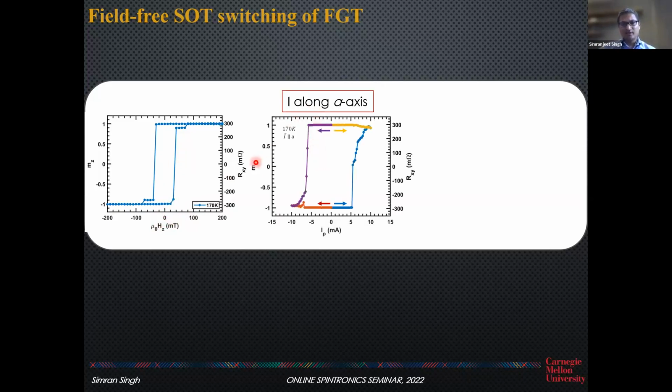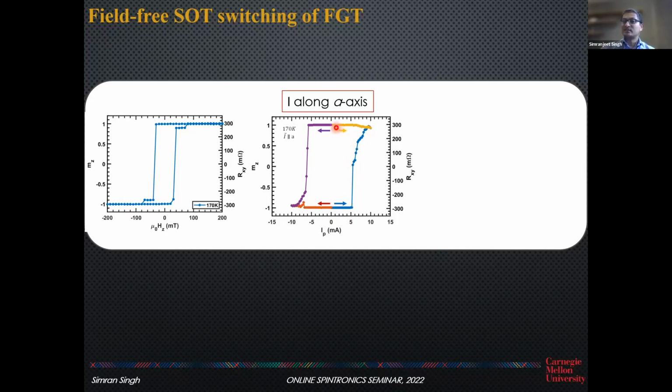Now when we apply charge current along the a axis, we prepare the state in either the negative or positive, pointing down or pointing up, direction by an external magnetic field. We take that magnetic field off, and then we start applying a charge current. We apply charge current, measure the state, apply charge current, measure the state, and suddenly after some current we see the magnetization switching from negative to positive. When we apply negative current, it stays negative.